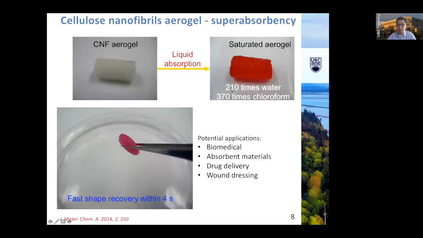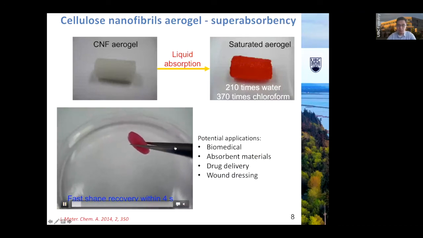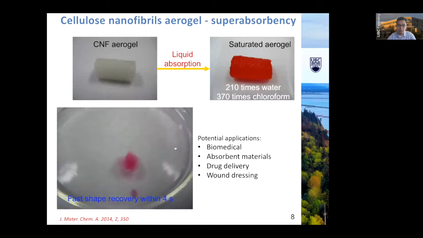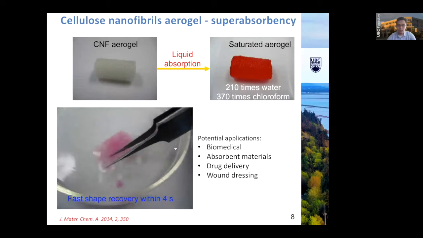For example, it can absorb 210 times its weight of water or 370 times of chloroform, because chloroform has much higher density. Then you can easily remove the water by squeezing, and after squeezing out the water, you can reuse it. For example, this is a dyed aerogel. We squeeze out the water and put it back into the water, and it will recover within 4 seconds.